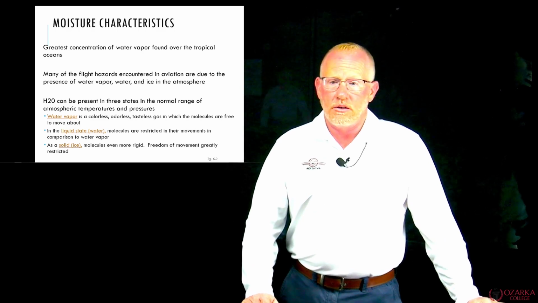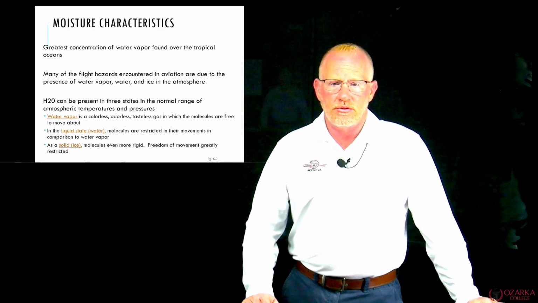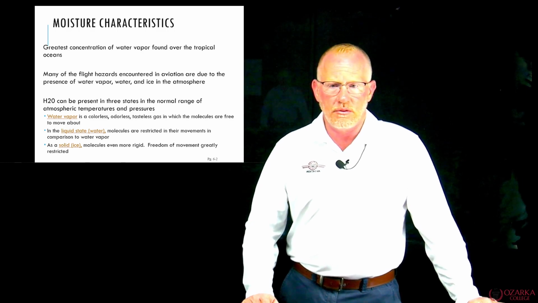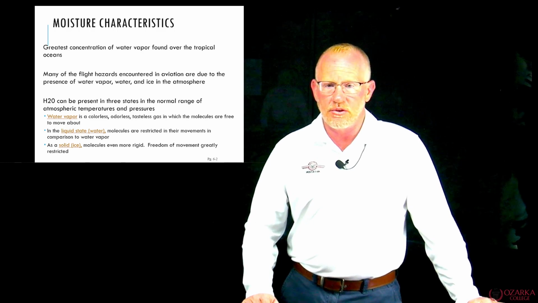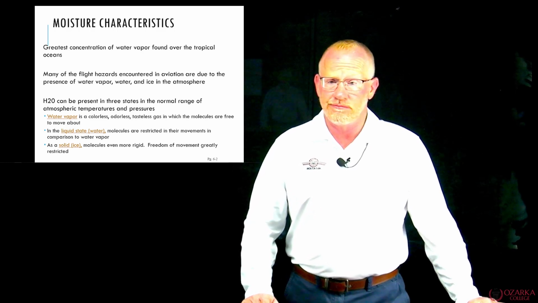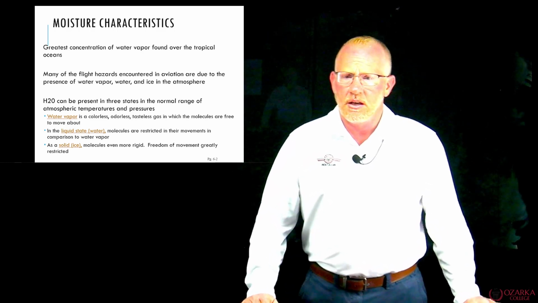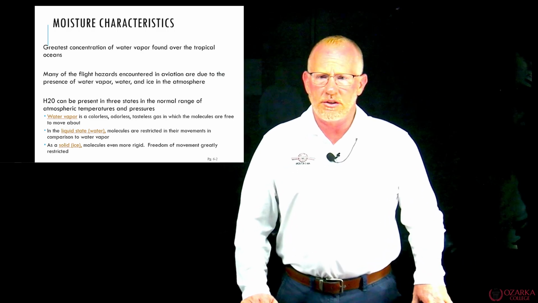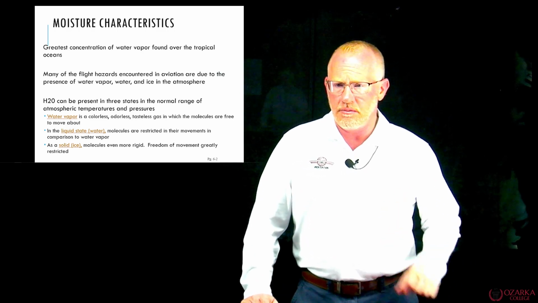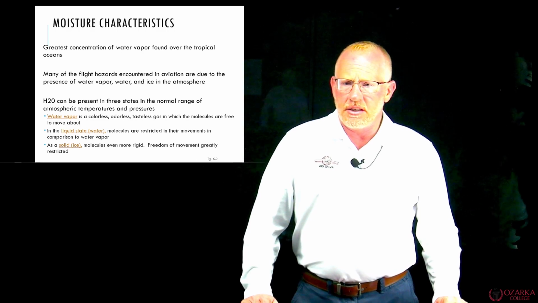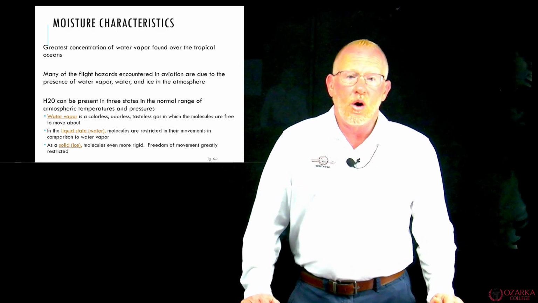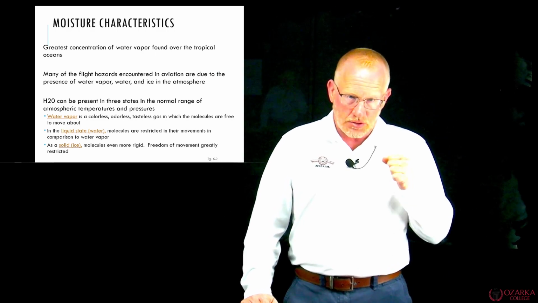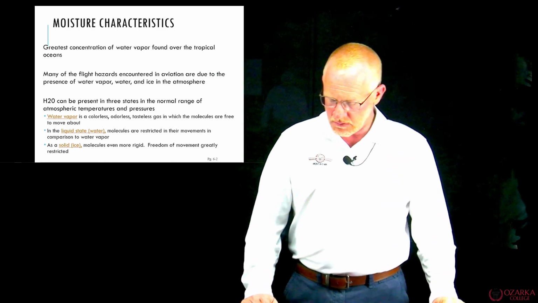H2O, or water, can be present in 3 states in the normal range of atmospheric temperatures and pressures. Water vapor is a colorless, odorless, tasteless gas in which molecules are free to move wherever they want to move, all right? It could be in the liquid state where the molecules are restricted to that droplet, or it can be in the solid or ice state. Molecules are even more rigid. I mean, it's cold, it's frozen. They're still moving in there, but it's not very much at all, okay?